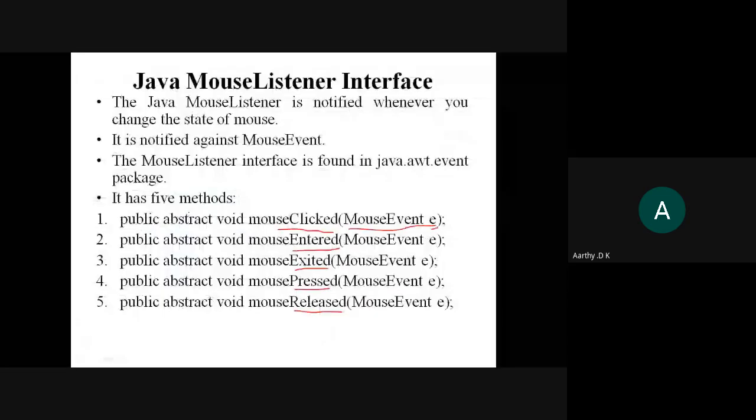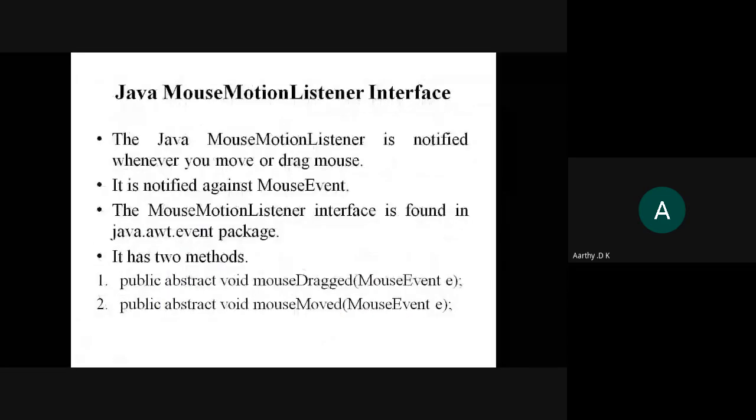Next is the mouse motion listener. Whatever we have seen so far is just click, entering, exiting. If I just drag, see, I'm dragging the mouse here, so I'm drawing something, right?